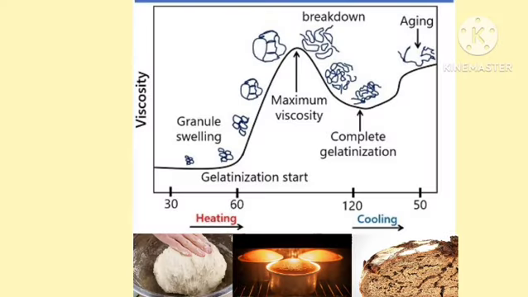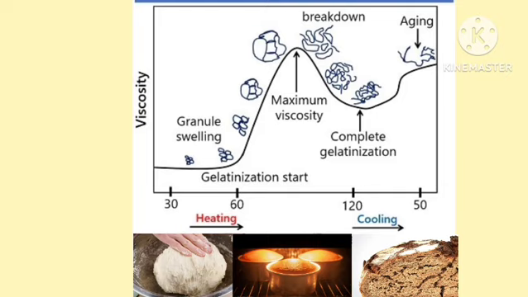Let's talk about the role of starch in the texture. Upon mixing and initial stages of heating, the starch granules absorb water and start swelling. This is the point where gelatinization begins. The mixture thickens as the granule takes in more water and expands. With further heating, the mixture reaches its maximum viscosity. The starch network is fully swollen, and with continuous heating, granules break down, and complete gelatinization occurs at 120 degrees Celsius.